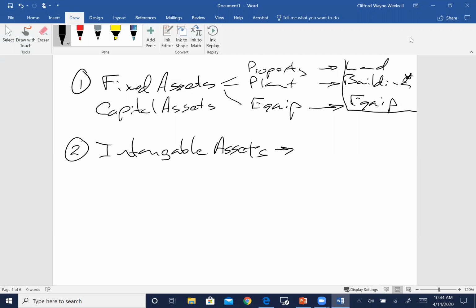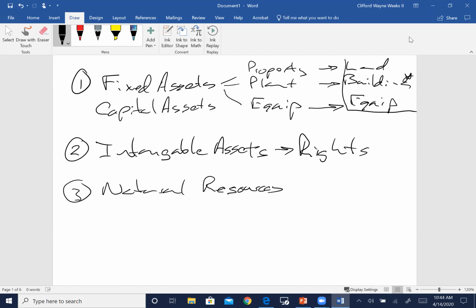Okay, and those are things that you can't touch, all right? They're rights that you have, all right? We'll address that. And then there's natural resources. Natural resources. Those are things like gold mines, oil, coal, trees, all right, things along that line, all right? And so the chapter is broken up into these three. I think it actually does the fixed assets, natural resources, and intangible assets in that order, okay?